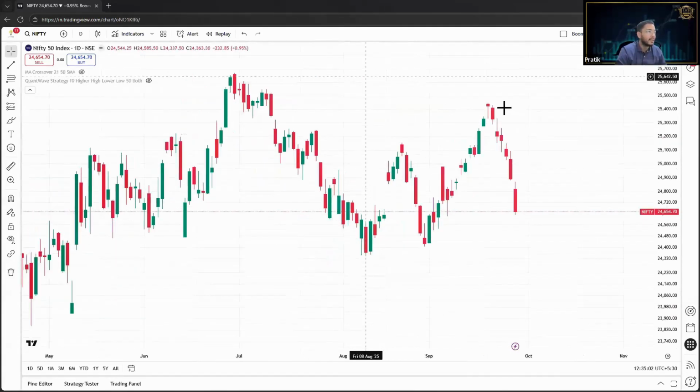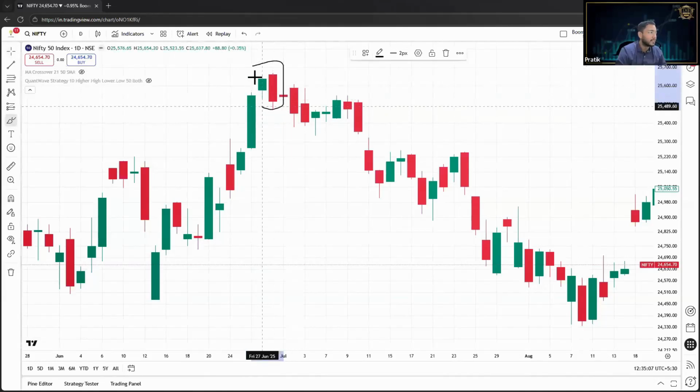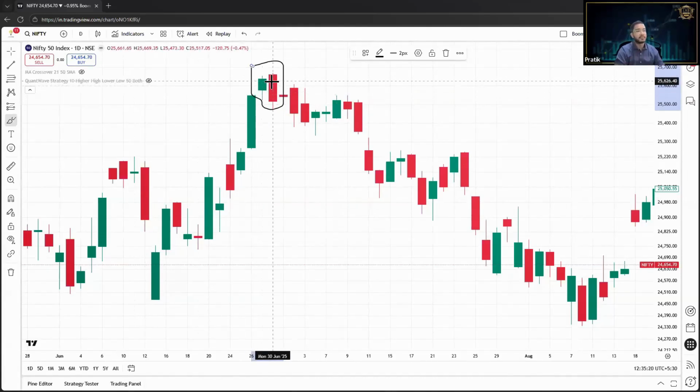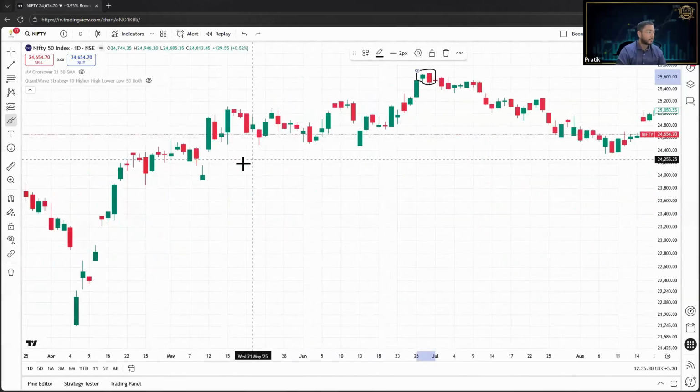Okay? What is this? What pattern is this? Chalo, quiz. What pattern is this? Hey, it's not harami. It's bearish engulfing. How is it harami? Harami is the opposite. Okay? It is bearish engulfing.